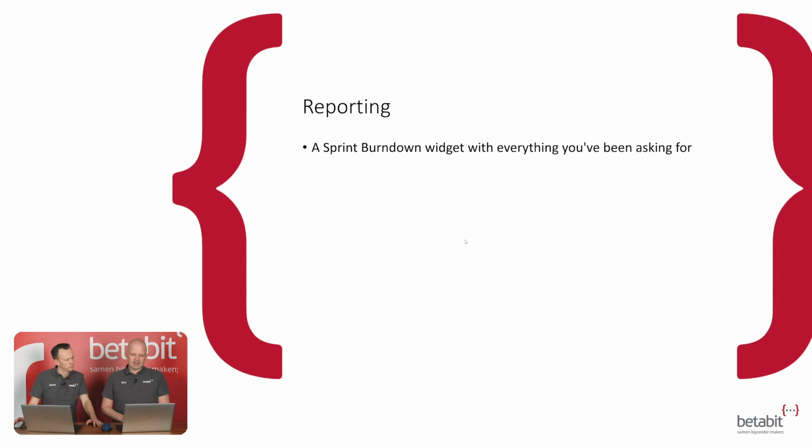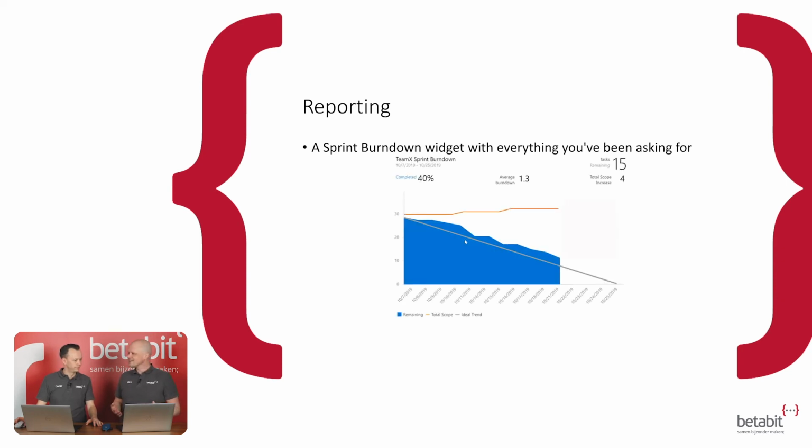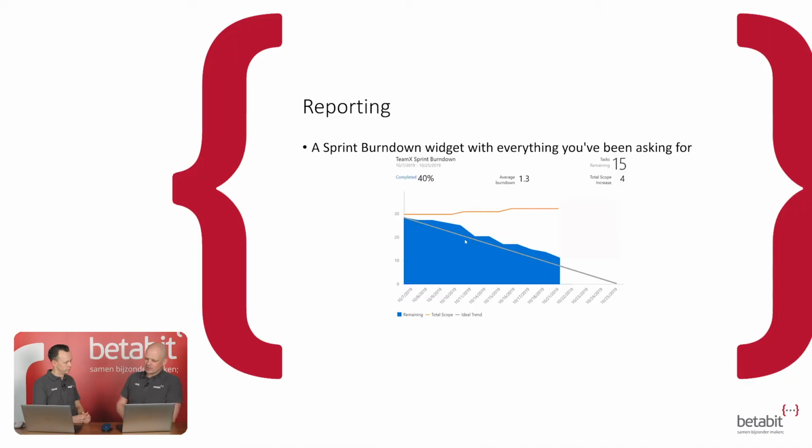Okay. And then this is actually such a cool feature, because we all use the sprint burndown, right? Well, yeah. But we finally get an overview that actually gave us some information. I mean, we can see how much of the total has been completed. We can see the average burn down. We can also see how many tasks are remaining. We can even see the total scope of the project.